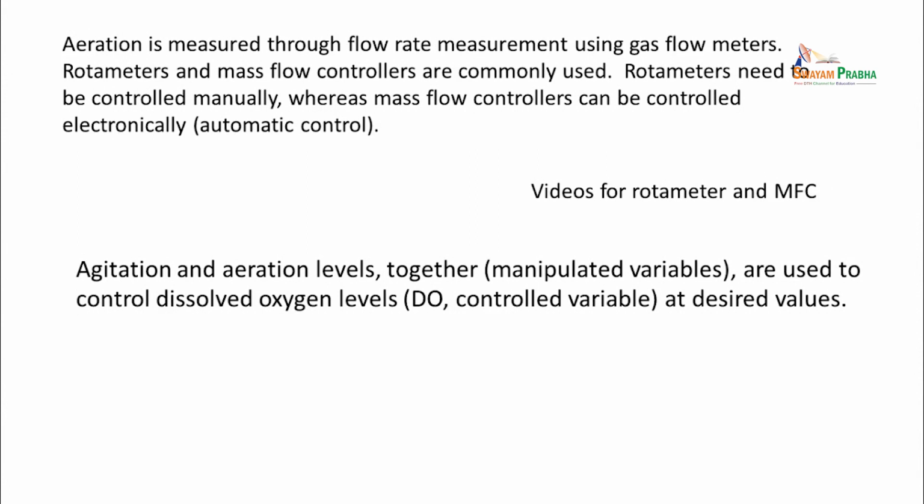And agitation and aeration levels together, both are manipulated variables, are used to control the dissolved oxygen levels at certain desired values. Okay. So when you're looking at DO control, then agitation and aeration levels become the manipulated variables. They themselves are monitored and controlled, but taken together they also determine the DO value. Agitation and aeration can also cause shear stress on cells. We will look at that in some detail later.